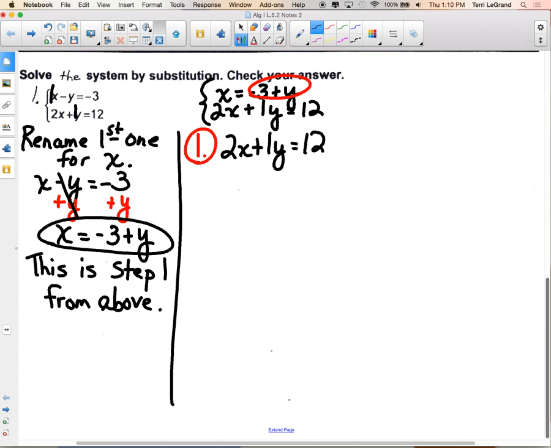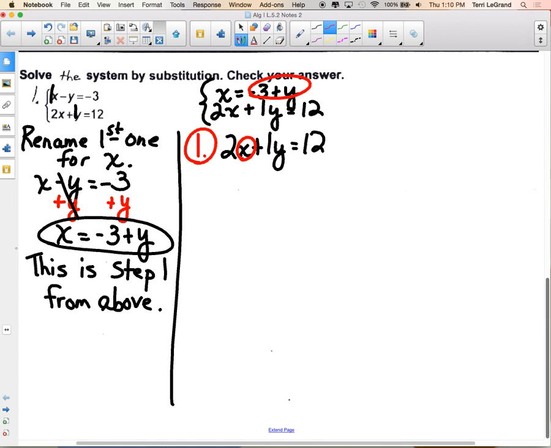Once you circle that expression, that exempts that equation. It can't be used now. We got to use the other equation. And what are we going to substitute into? The x. The x has to be substituted in for because that says x equals.